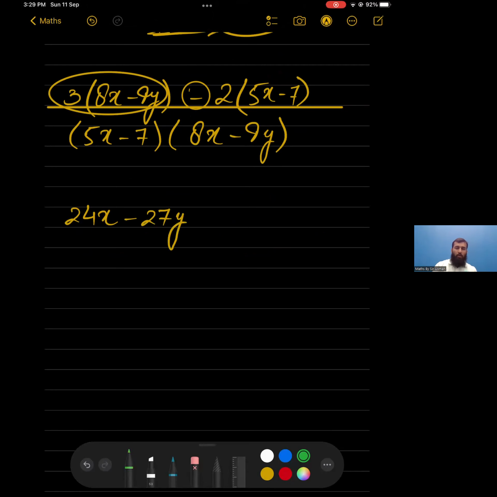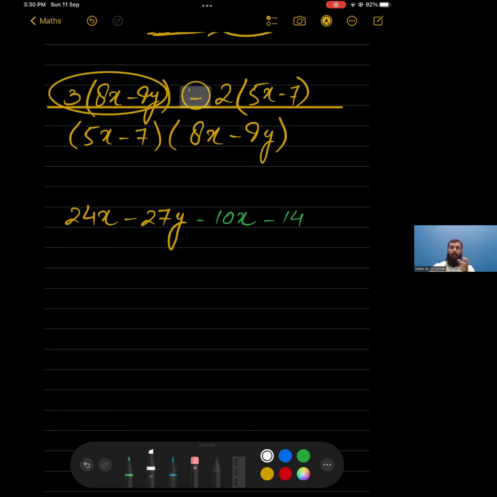Now the problem over here is, what will most students do? They would leave this negative sign over here. They would multiply 2 with 5x, making it 10x, and 2 with negative 7, making it negative 14. Now this is wrong. You won't be awarded any mark for this particular solution. Why? Because this sign was not in the center. It was with 2. The negative sign was with the 2.